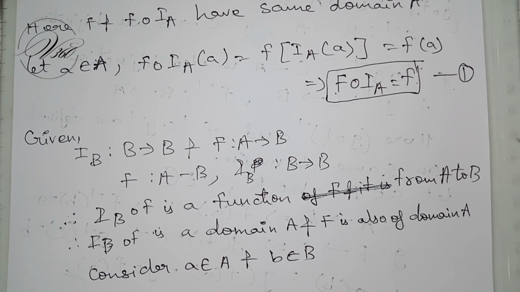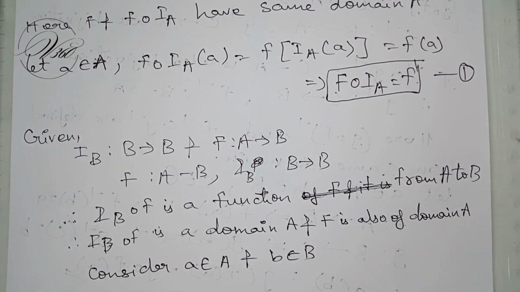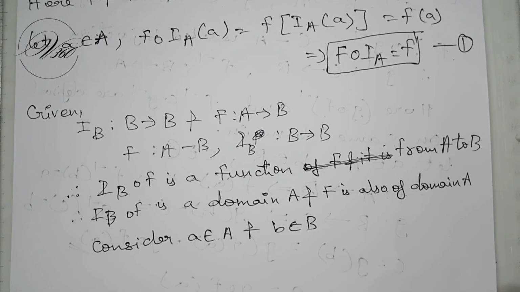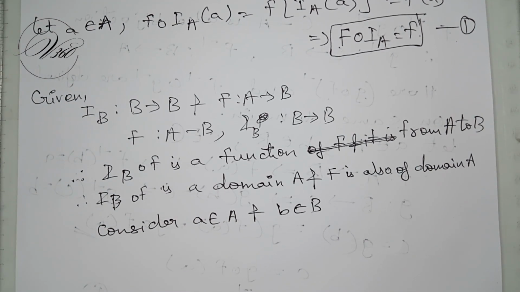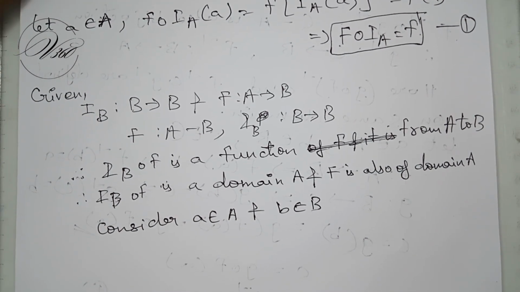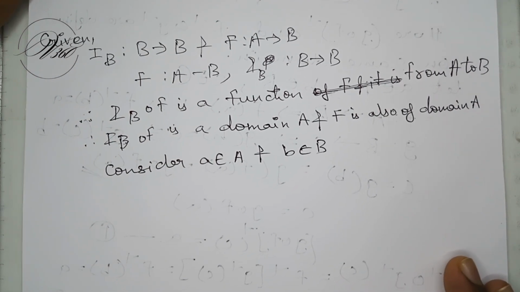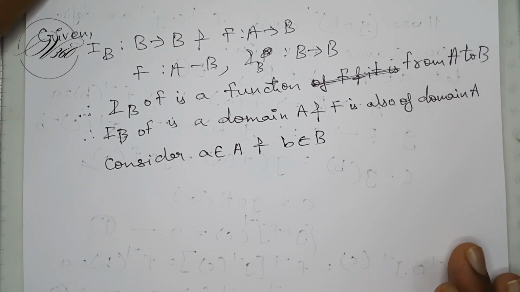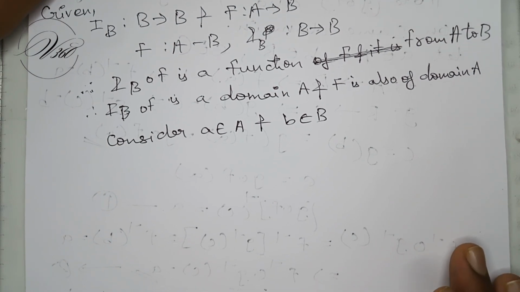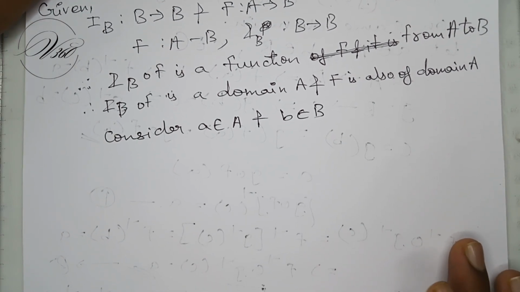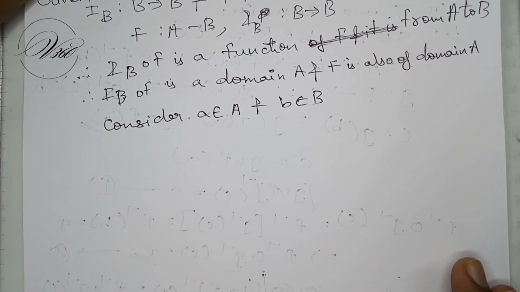Okay, now I think it is clear. Now we'll consider, to consider, we should take it up, or else the same mistake will appear again, as we did in the previous video. Now, consider A belongs to capital A and B belongs to capital B.